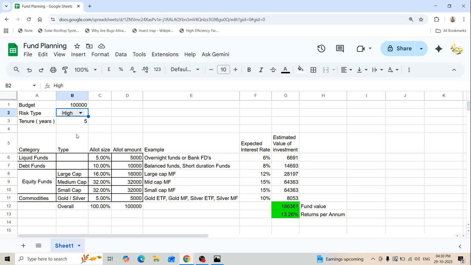You can see here it also changes based on your tenure. If you keep a 3 years tenure for the same high risk level, you will be getting around 13.2% interest rate per annum. Basically the averages which I have mentioned will be suitable if you are calculating for a minimum of 2 to 3 years.